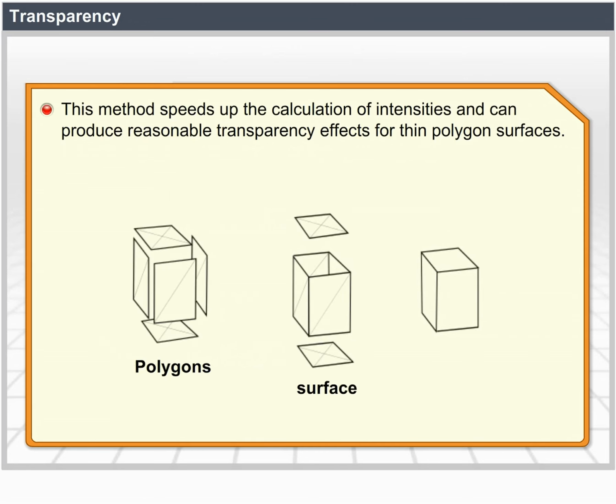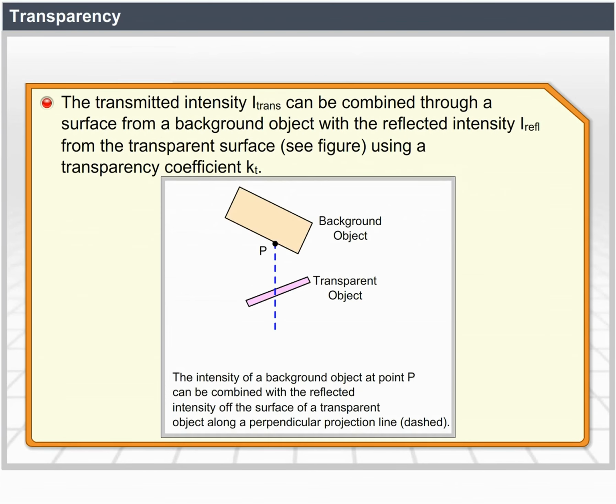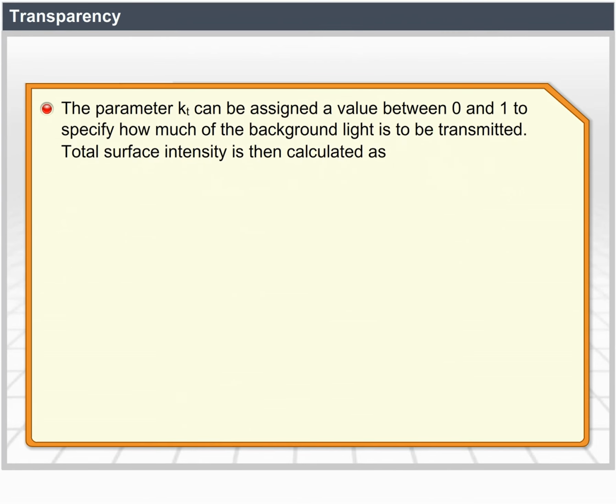We can combine the transmitted intensity I trans through a surface from a background object with the reflected intensity I reflect from the transparent surface, using a transparency coefficient Kt. We assign parameter Kt a value between 0 and 1 to specify how much of the background light is to be transmitted. Total surface intensity is then calculated as I equals (1 minus Kt) times I reflect plus Kt times I trans. The term 1 minus Kt is the opacity factor.